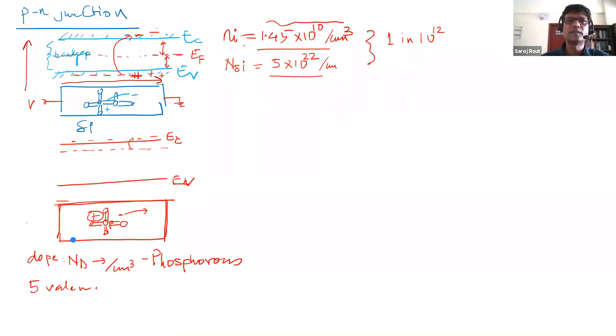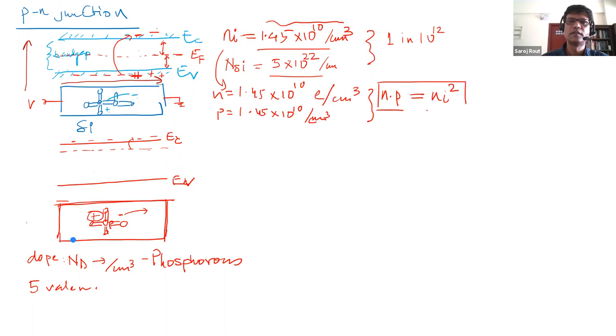And, by the way, just another expression. In an intrinsic semiconductor, you have about, for example, 1.45 times 10 to the power 10 electrons per centimeter cube. And as you saw here, every time an electron leaves, it leaves a hole. So it has the same number of holes as well, per centimeter cube, okay? And this is a law called the mass action law, which basically tells you that in any semiconductor, doped or undoped, if you take the product of the hole and electron concentrations, it is the square of the intrinsic concentration. And here, obviously, that's the case for the intrinsic one.